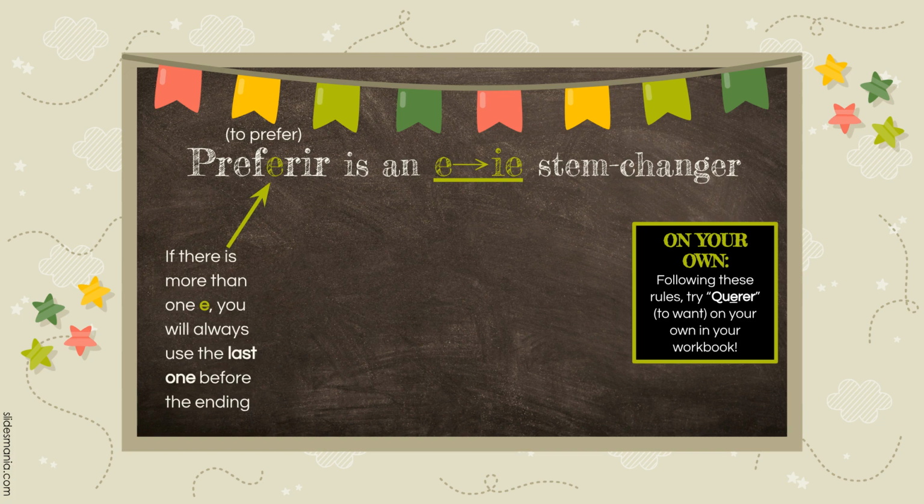Preferir is an E to IE stem changer, and it's also special. It has 2 E's, so how are you going to know which one is going to change to that IE? The answer is that it's always going to be the last E in the stem.